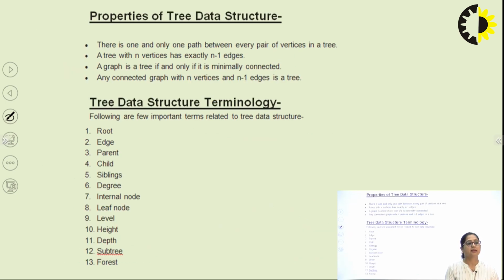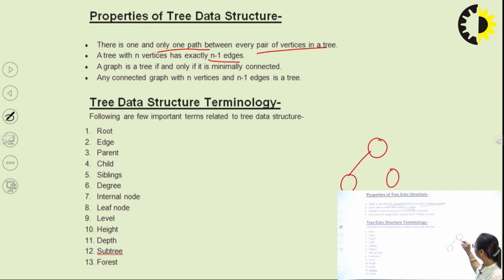So let's discuss some properties of the tree data structure. The first property is that there is one and only one path between every pair of vertices in a tree, as discussed in the previous slides. A tree with n vertices has n minus 1 edges. Suppose there are 3 vertices, then the number of edges is 2. Suppose 4 vertices, the number of edges is 3. 5 vertices, the number of edges is 4. So if vertices equal n, then edges must equal n minus 1, because the root node is common here.